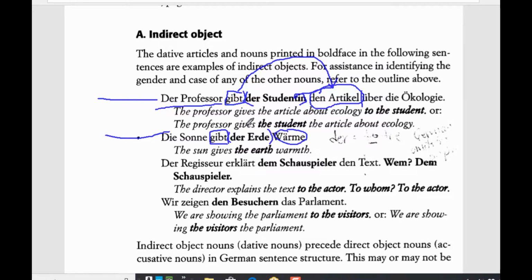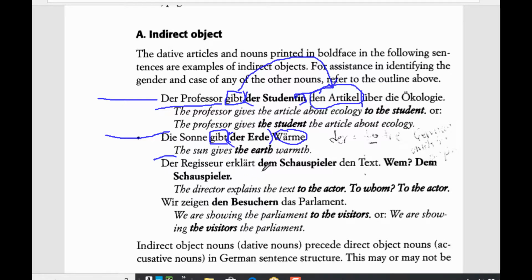We normally say to the earth, and so sometimes in English you anticipate a preposition there, but the dative in German actually subsumes or assumes the preposition in that phrase. Okay, just one more. Der Regisseur erklärt dem Schauspieler den Text. Everybody? Der Regisseur erklärt dem Schauspieler den Text.